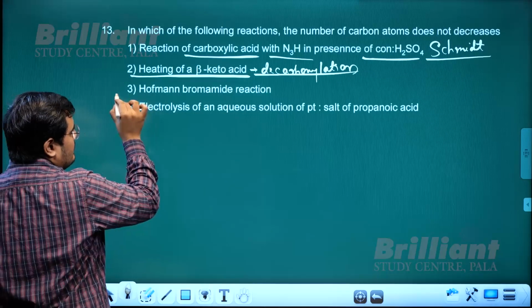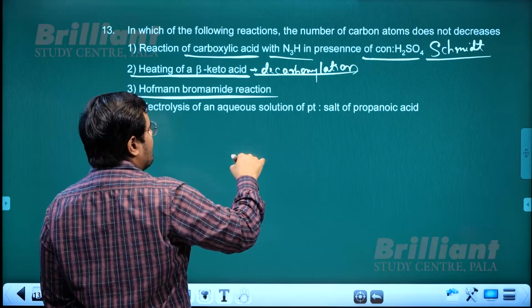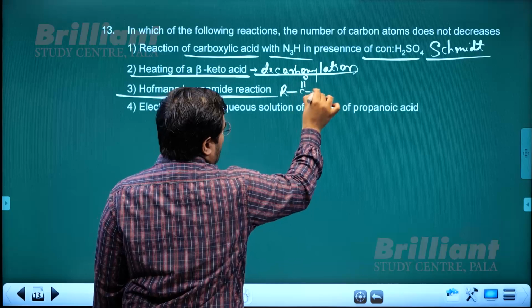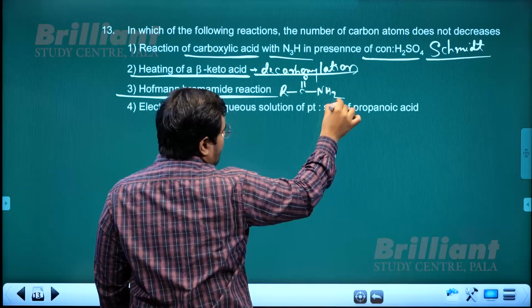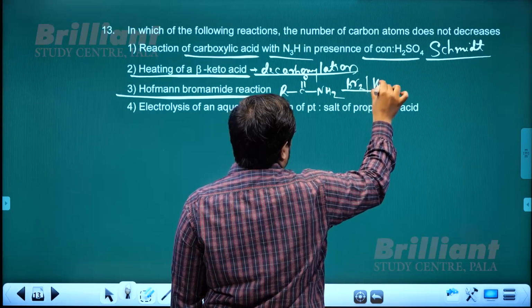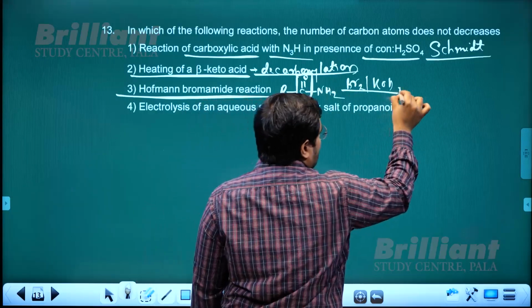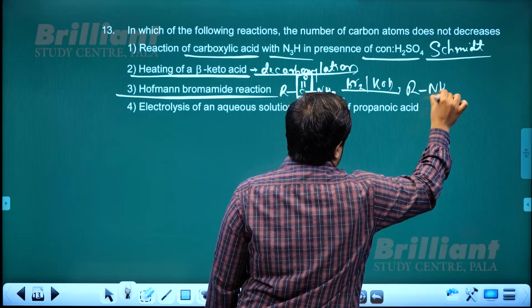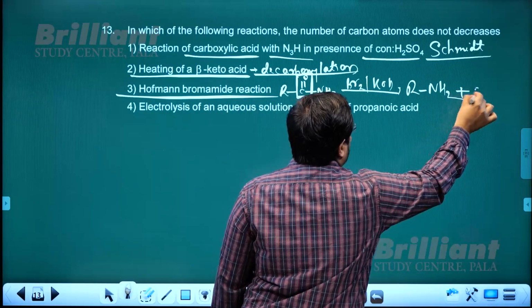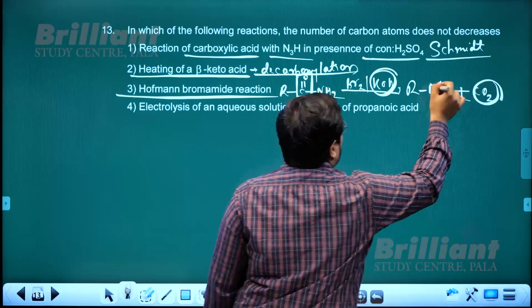The Hoffmann bromamide reaction is also used for the synthesis of a primary amine with one carbon less. Basically, if you remember, this is RCONH2, an amide, and when it is treated with bromine in KOH, you have been taught to remove this CO and directly write RNH2, whereas this CO leaves as CO2, which reacts with KOH to form potassium carbonate.